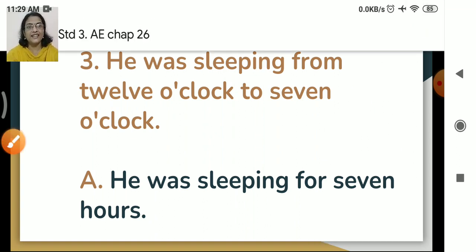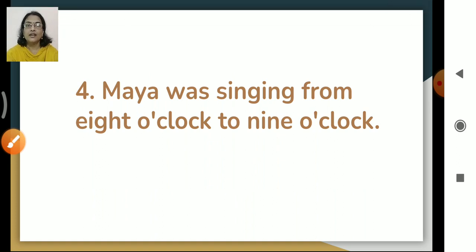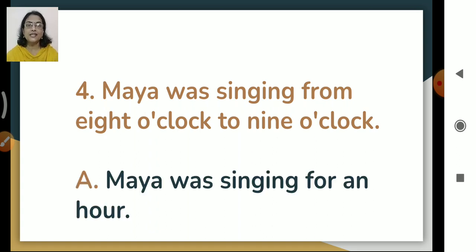Fine. Let's move. Maya was singing from 8 o'clock to 9 o'clock. Again from 8 to 9 you have to count and check for the answer. So it is Maya was singing for an hour. For 1 hour she was singing. So Maya was singing for an hour.